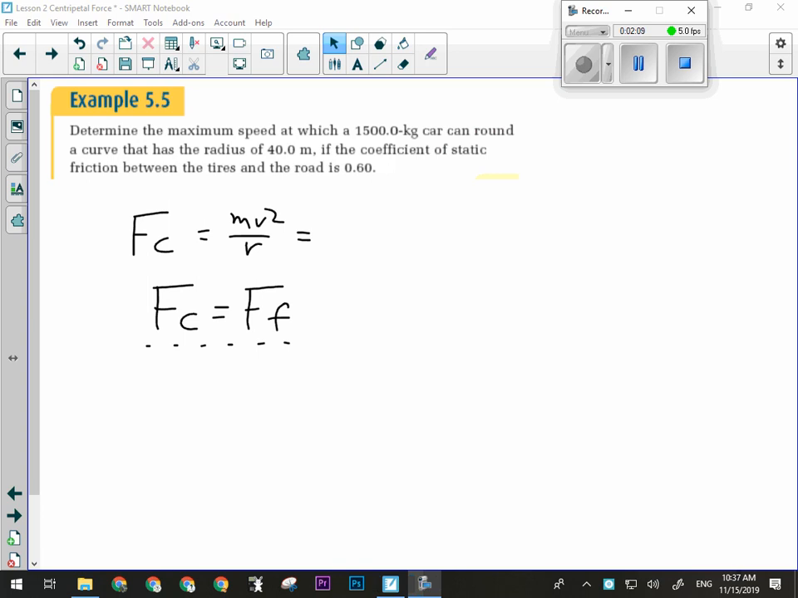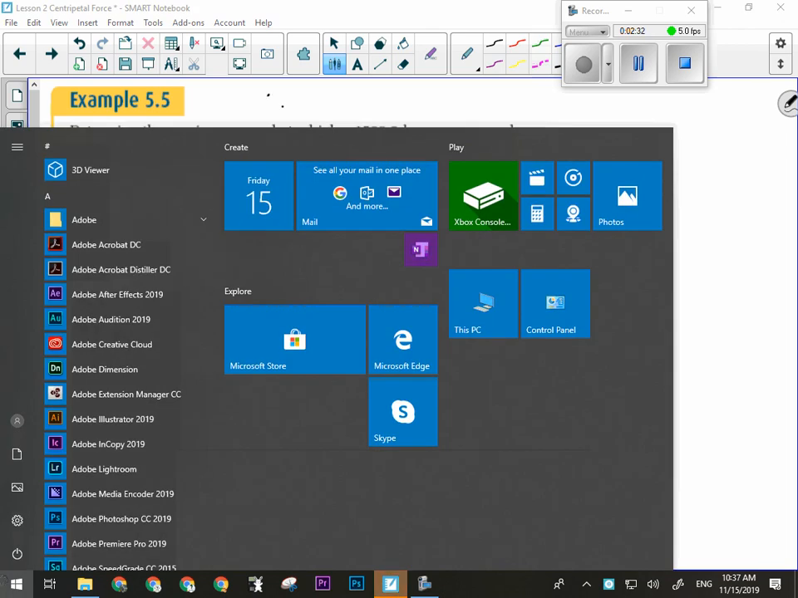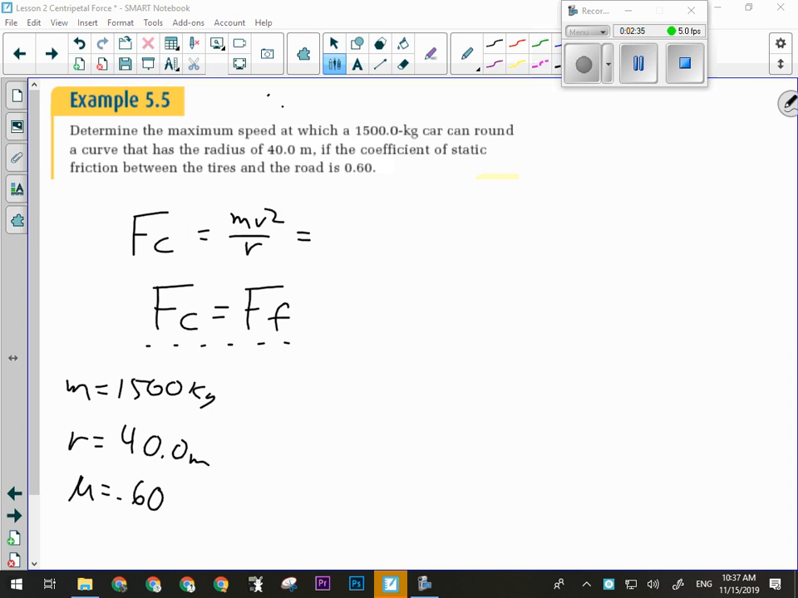All right, so our givens for this question are that the mass of the car is 1,500 kilograms, although we'll find in a minute that that won't matter. It's rounding a curve that has a radius of 40 meters and a coefficient of static friction that is 0.60. Friction is providing our centripetal force. So that means, just like in the last unit, I set m times a equal to the formula for the force of friction. So that's going to mean mv squared over r equals mu times the normal force.